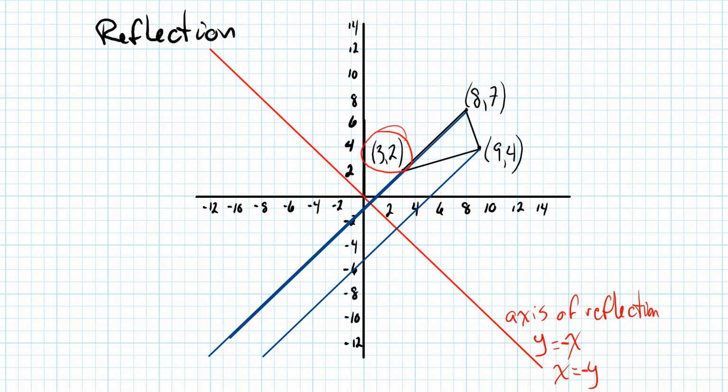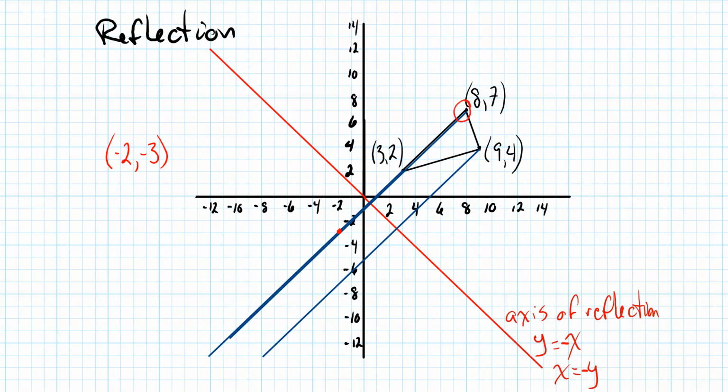Let's look at the first vertex. We went to the right 3 and up 2. Now for our new point, we're going to go to the left 2 and down 3. Let's see how that works. So what I'm saying we're going to get is instead of having 3, 2, we're going to have negative 2, negative 3. If we look at where that falls, negative 2, negative 3 is right there.